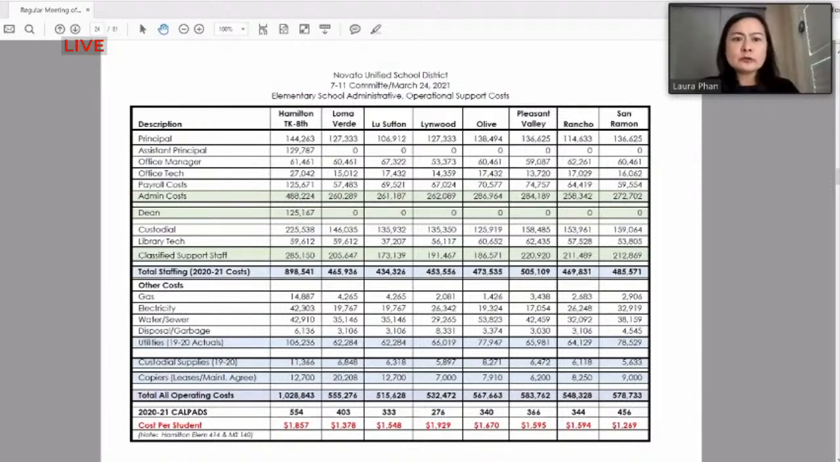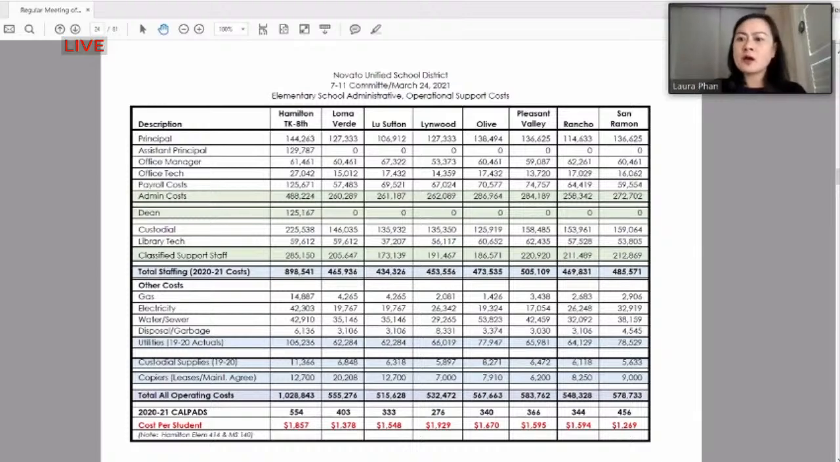Having said that, when you look at this table here, going across is each school. Hamilton is a TK-8 school. All the other schools are elementary, TK through 5th grade, from Loma Verde all the way to San Ramon. The associated costs with each of the sites are the principal. The assistant principal is only at Hamilton because they do have a middle school strand on that campus. We have an office manager and office tech.